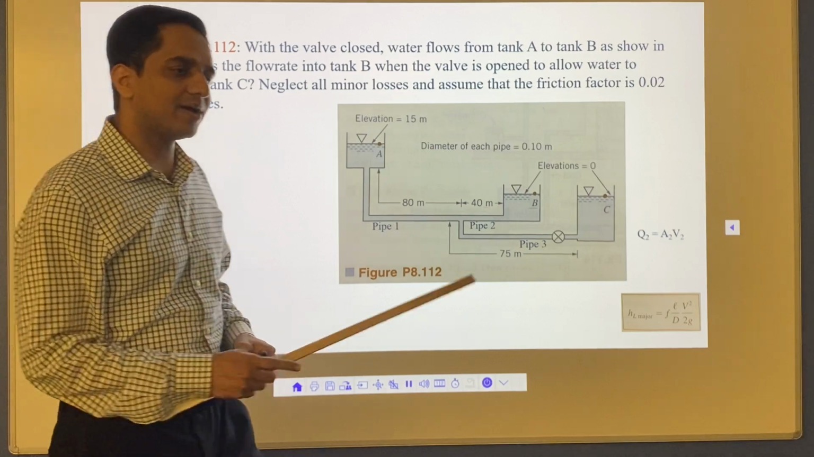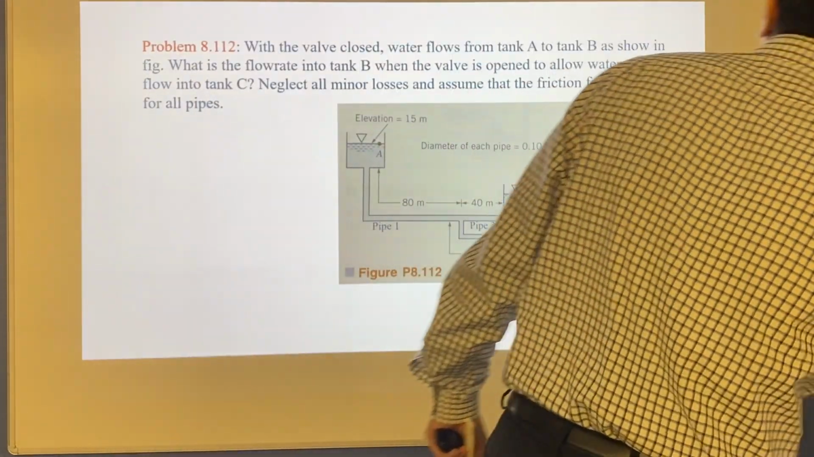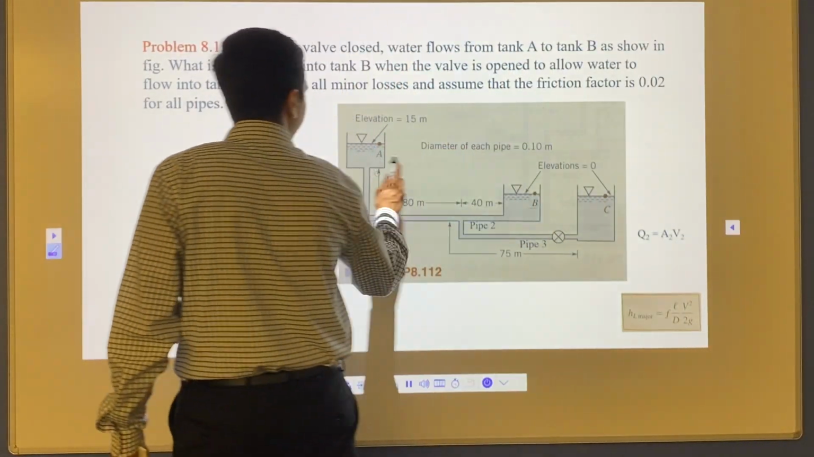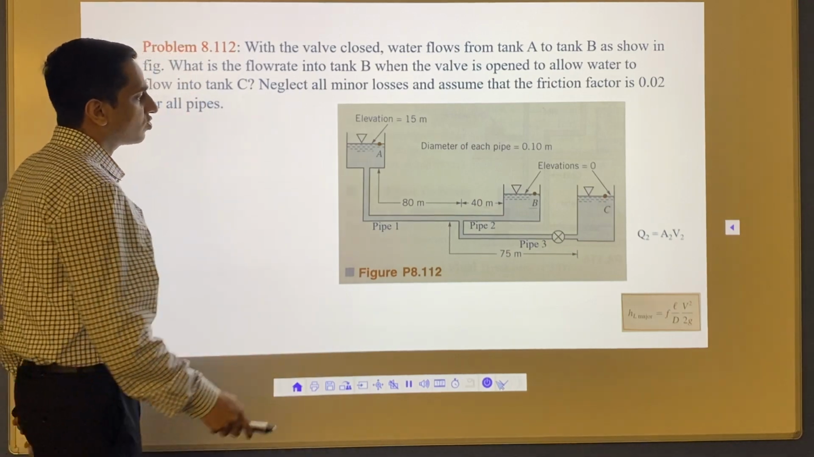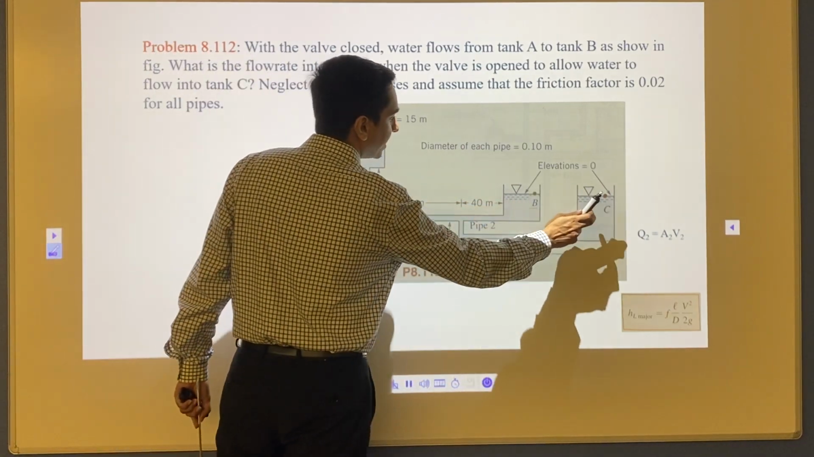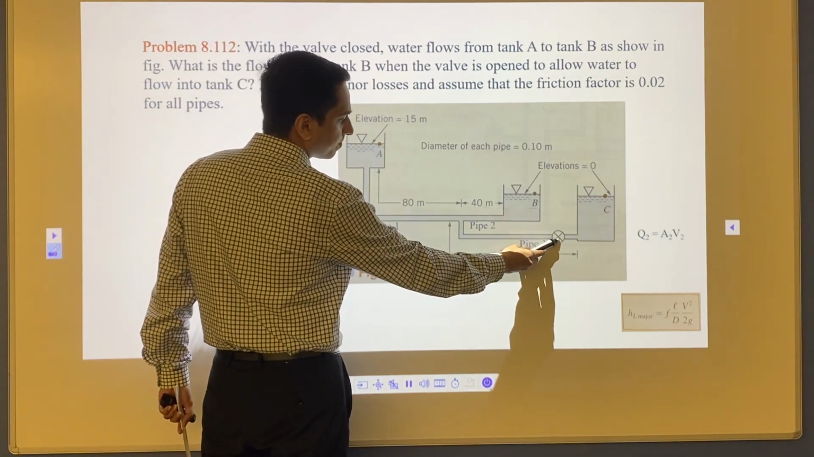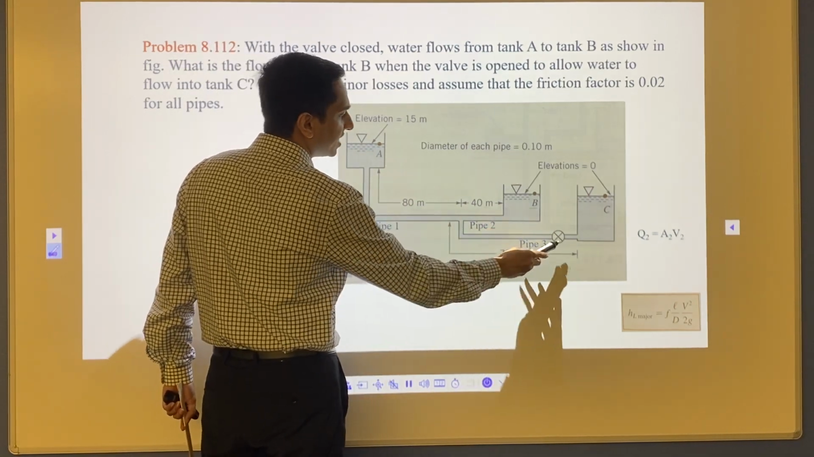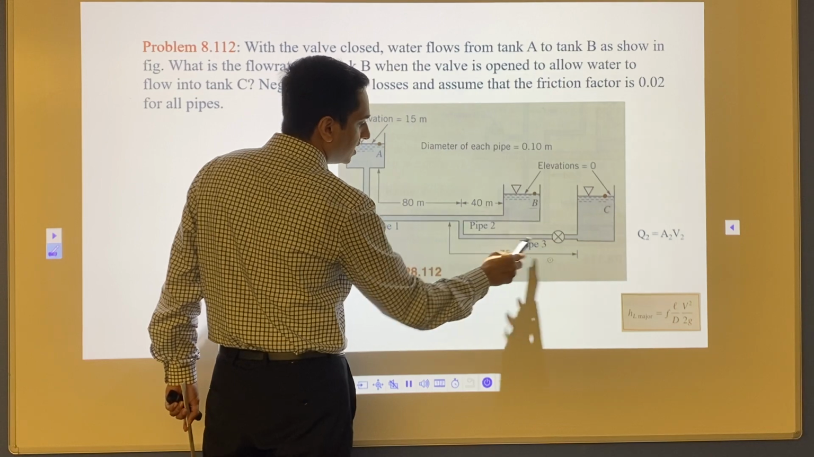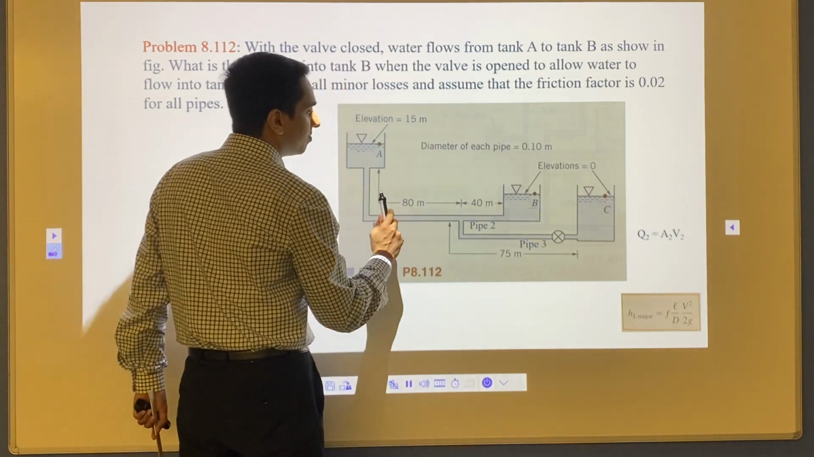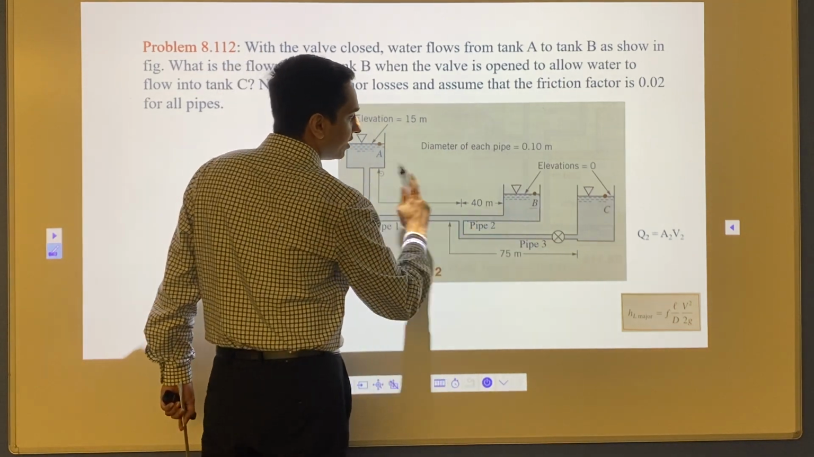Now in this problem, what we have is three tanks, tank A, tank B, tank C. The water is flowing from A to B, and then also from A to C. Initially, the valve is closed, so it's going just from A to B, and then later you're going to open this valve, and then it's going to go from A to B and A to C collectively.